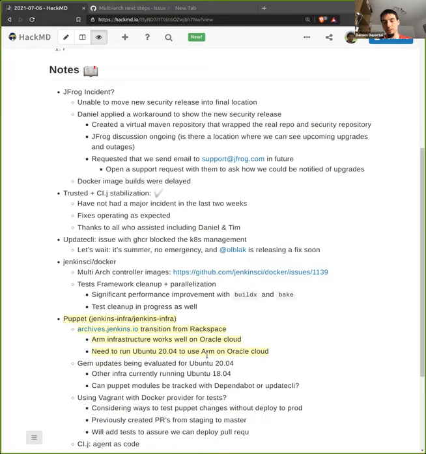And the last point I'm working on is adding the agent as code for CI Jenkins IO. Still ongoing. I started and I didn't have time, so that will be my main focus for the next two weeks.